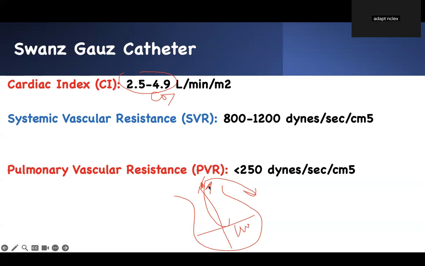The pressure it has to overcome is 80 to 120, right? So if you clamp down the vessel, that is vasoconstriction, it means the SVR is going to go up. The ventricle has to use a lot of pressure to do that, right?